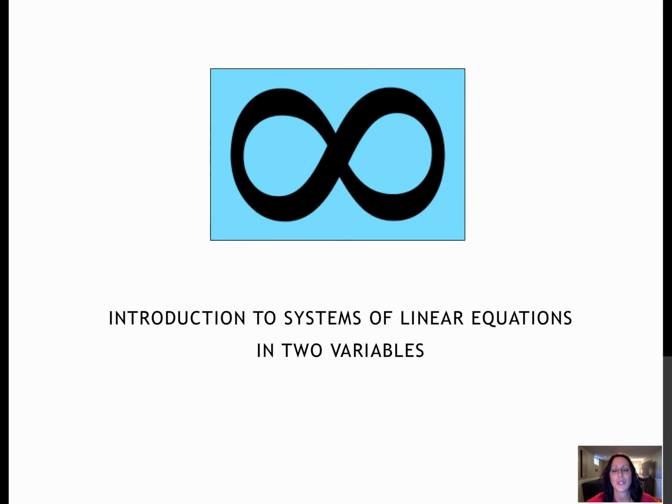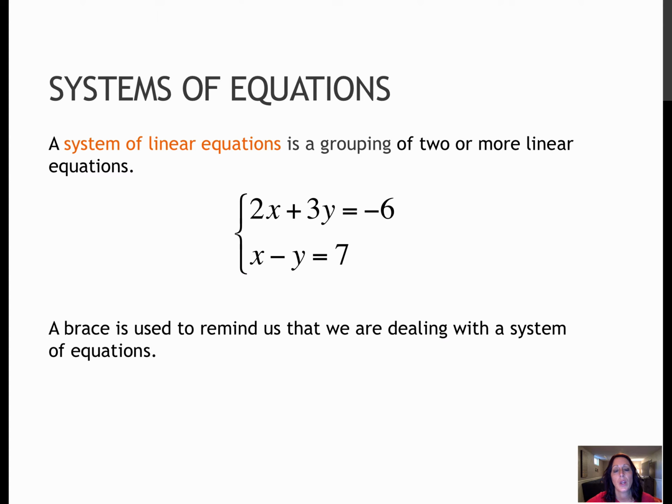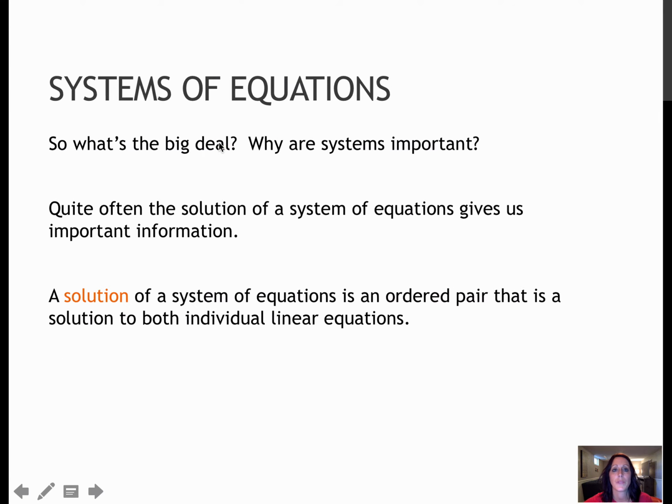In this lesson, we will talk about systems of linear equations in two variables. A system of equations is simply two or more linear equations. Notice here that we have this bracket. When you see that bracket, we know they're talking about a system, or obviously if they say it's a system of linear equations. So why is this different than what we've done so far?